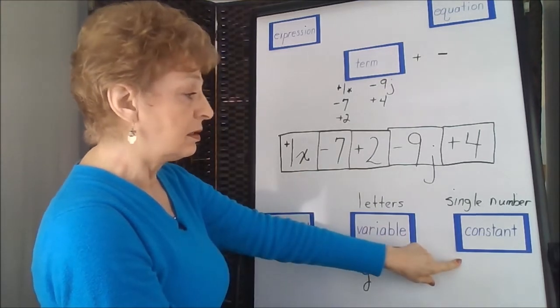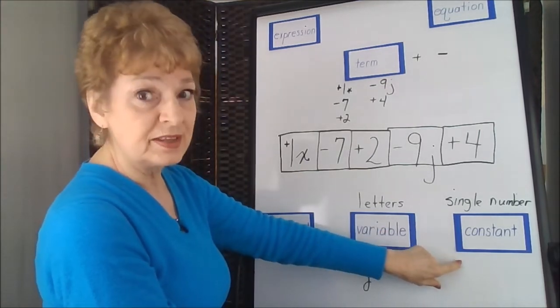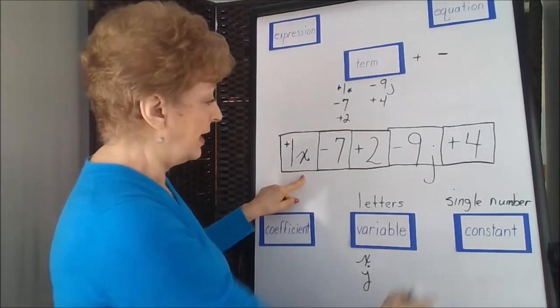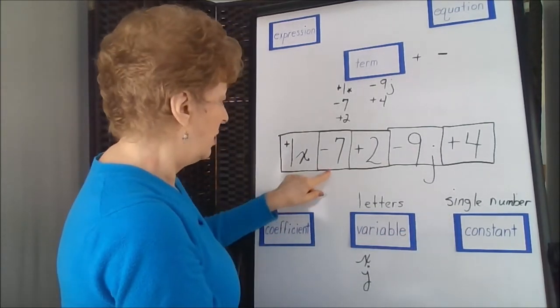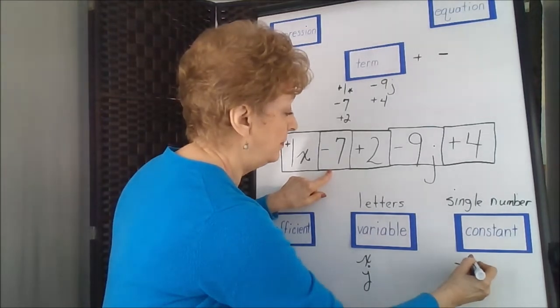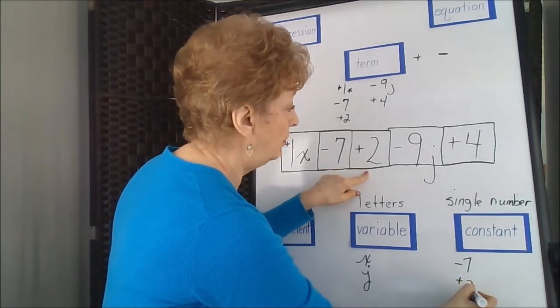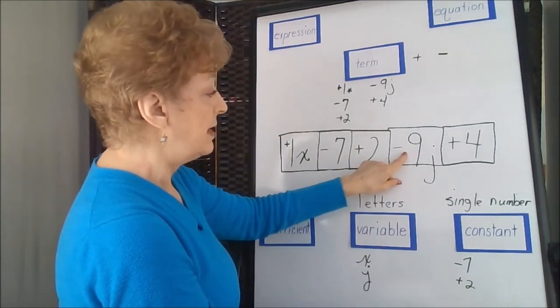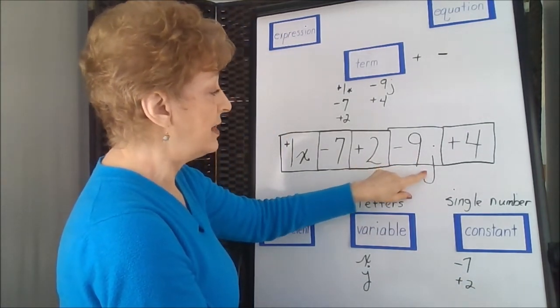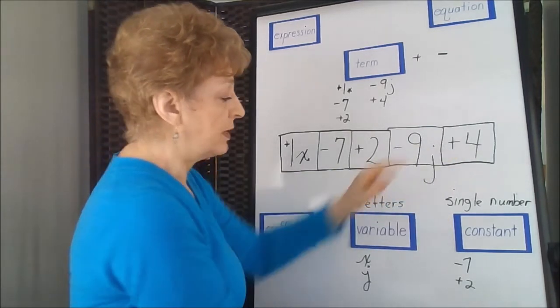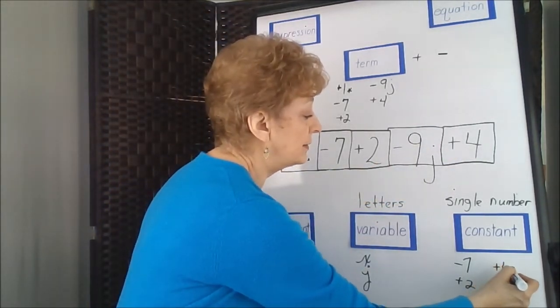Our single numbers, the constant, well, this number is attached to the letter, so it's not alone. But we do have a -7, and we have a single +2. This -9 is connected to the J, so that is not considered a single number. But this one, +4, is.